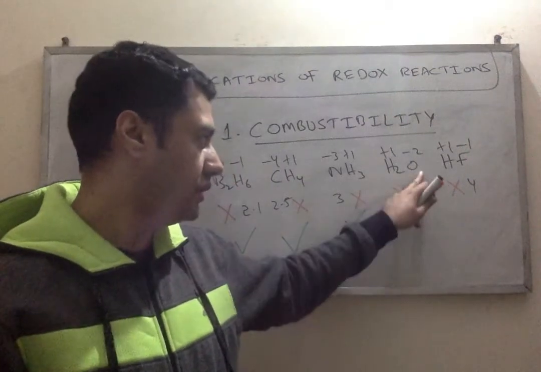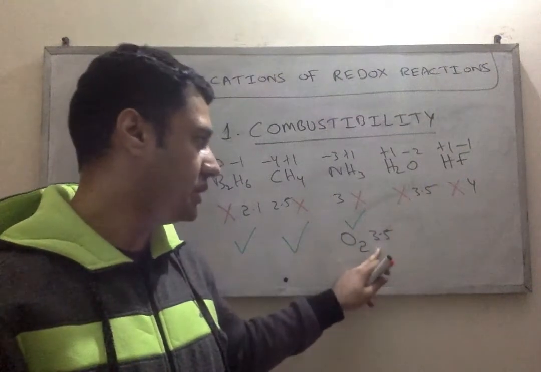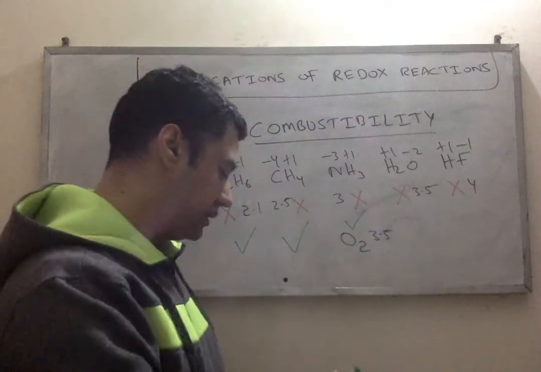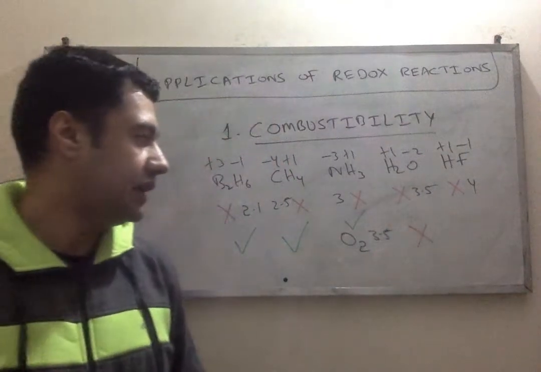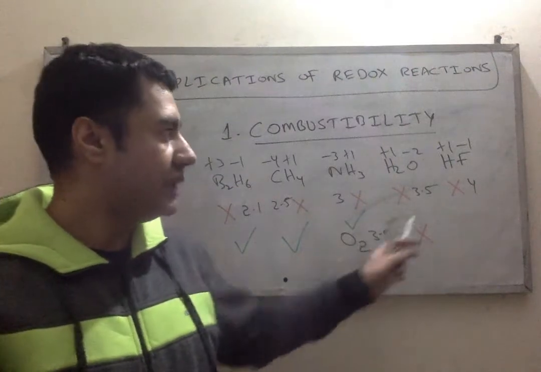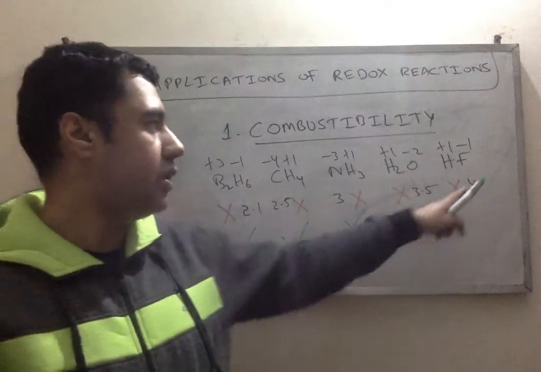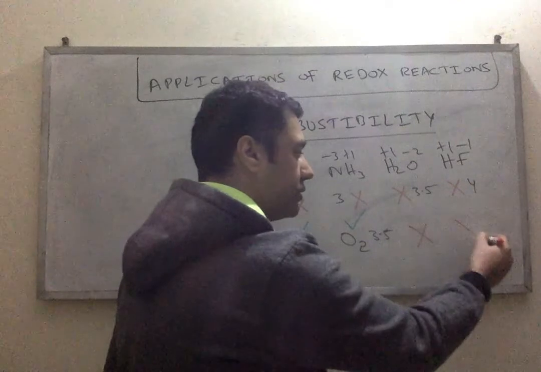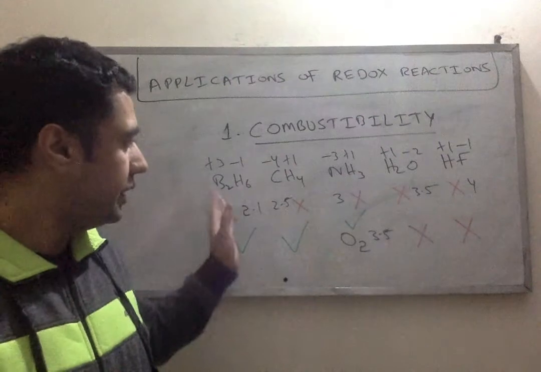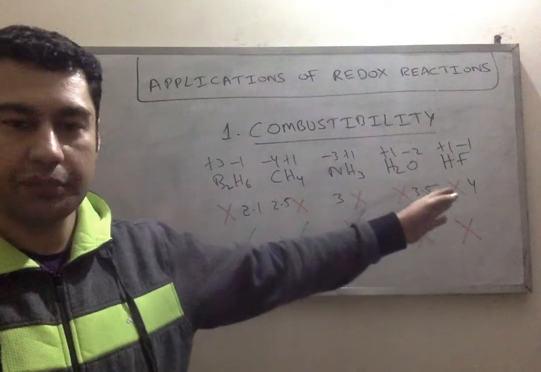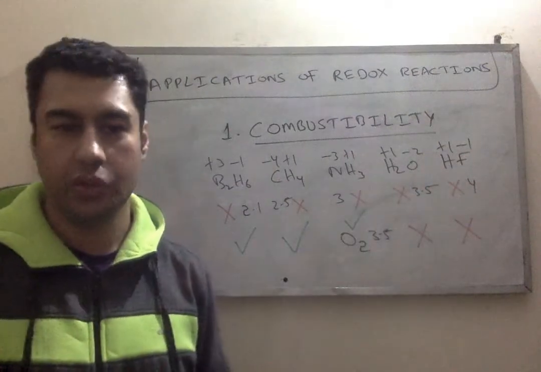Comparing oxygen with the oxygen in water, we see that they are of equal electronegativity, and therefore oxygen cannot oxidize oxygen here, and hence water is not going to be combustible. So we'll strike out water. And finally, we observe that oxygen is actually less electronegative than fluorine, and hence there is absolutely no question of oxygen oxidizing fluorine, and hence HF is also going to be a non-combustible substance. So we conclude that out of this sequence of 5 compounds, the first 3 are going to be combustible and the last 2 are going to be non-combustible.